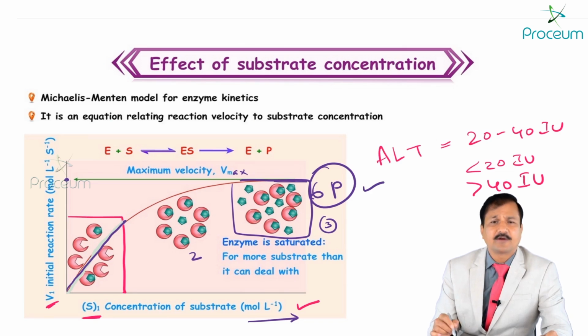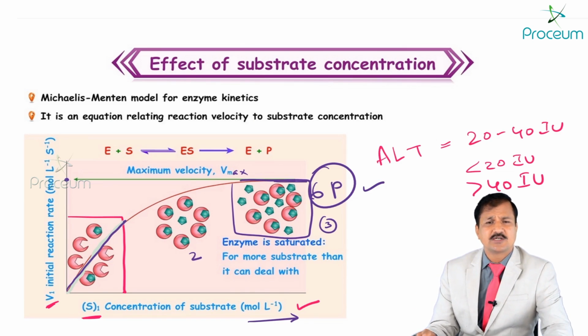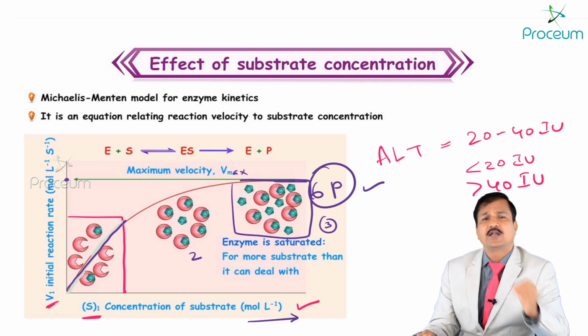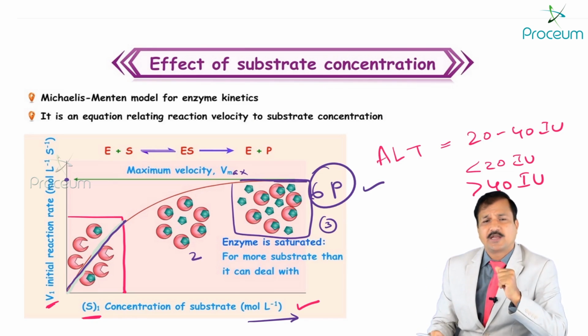Because in this figure, only 6 products can be formed at any given point in time. Even if you increase the substrate concentration, you cannot change the velocity unless you change the enzyme concentration. Unless you add more enzymes, you cannot increase the velocity of the reaction.